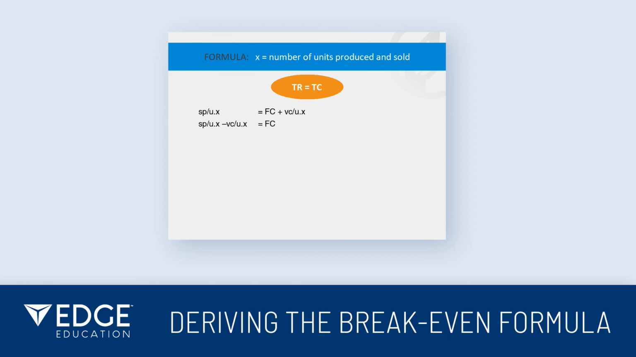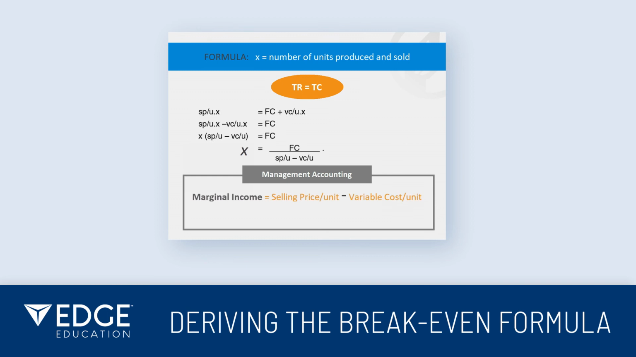Selling price per unit multiplied by X minus variable costs multiplied by X is equal to fixed costs. X multiplied by selling price per unit minus variable costs per unit is equal to fixed costs. Therefore, X is equal to fixed costs divided by selling price per unit minus variable costs per unit.